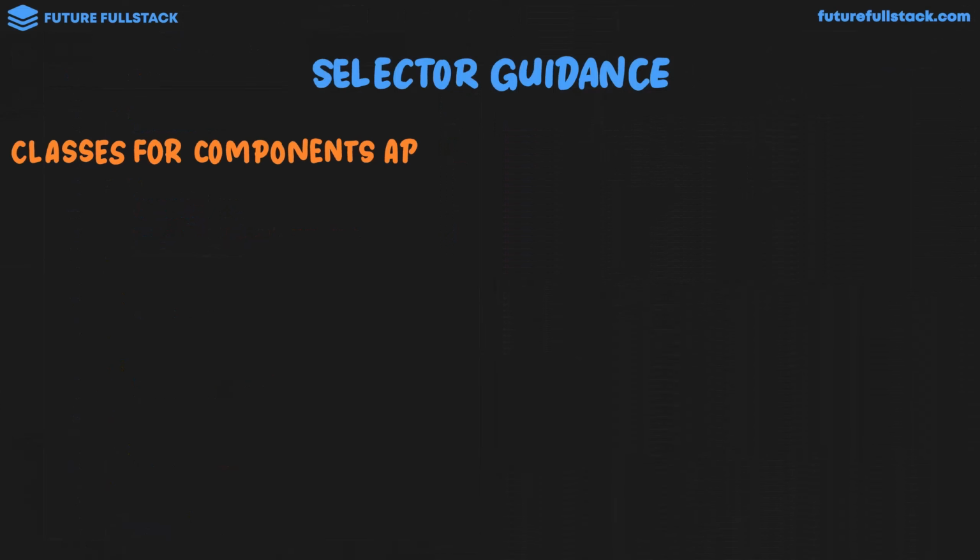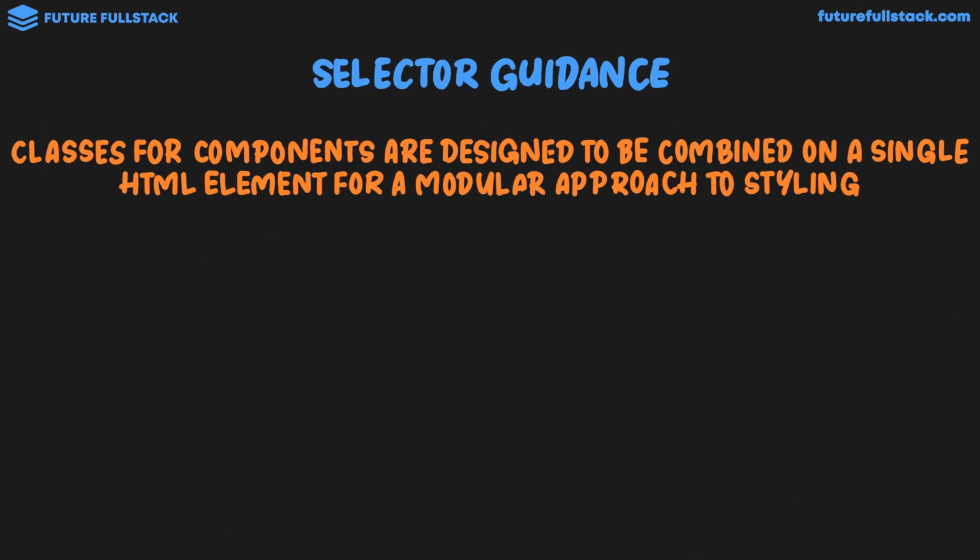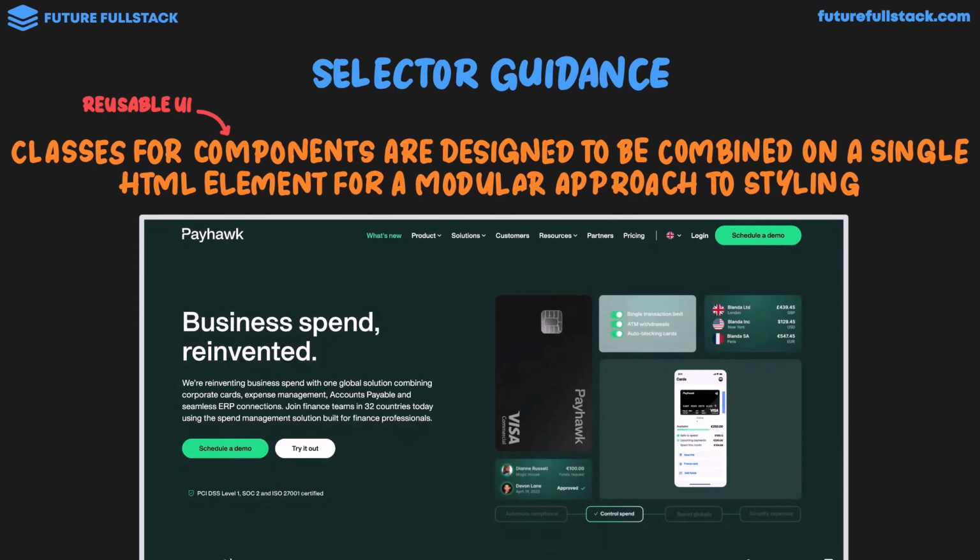Classes for components are designed to be combined on a single HTML element for a more modular approach to styling. Alright, so what does this all mean? First of all, the word components. A component is a piece of reusable UI, or user interface. It's a piece of UI we continue to use throughout the application. So let's take a look at an example of a classic piece of UI. Buttons. Buttons are used throughout the application, on the home page, login page, and within the application itself. Buttons are an example of a component or a piece of reusable UI that is used throughout the application.